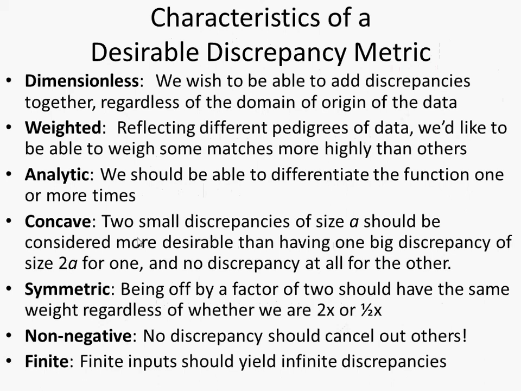I would argue that the discrepancy metric should be dimensionless because it needs to be able to combine discrepancies in dollars with discrepancies in people, discrepancies in incidence rate with discrepancies in prevalence rate. And you want to be able to add together these quantities. It should be weighted. So we might have some data which is of higher quality than other data, better pedigree, and we might want to weight it more highly. For example, we might have one estimate of the prevalence of an infection in the population that's sampled over 100,000 people, and another that was just a sample of 100 people. And we don't want to treat those as being equal when we try to match them.